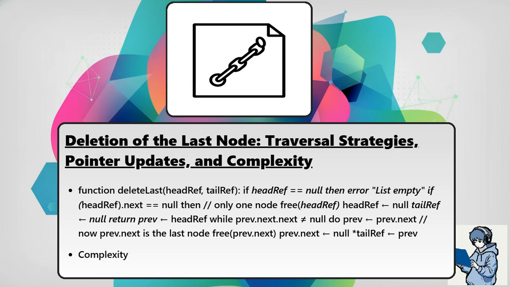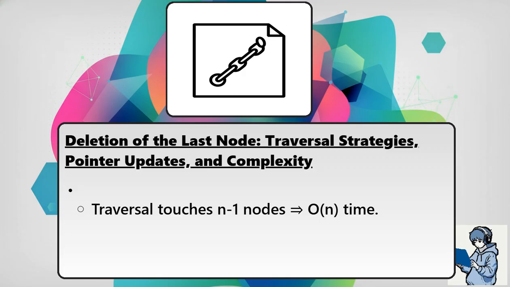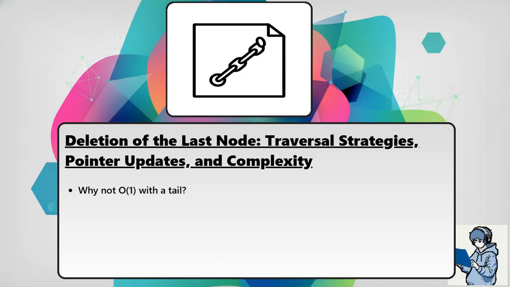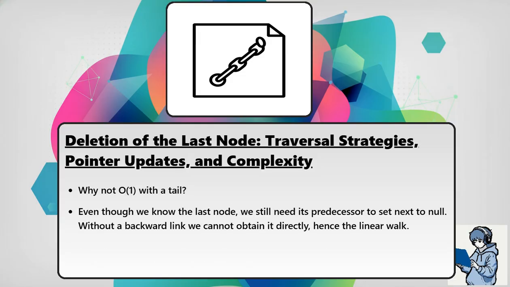Complexity: traversal touches n-1 nodes, O(n) time. Constant extra storage, O(1) space. Why not O(1) with the tail? Even though we know the last node, we still need its predecessor to set next to null. Without a backward link, we cannot obtain it directly, hence the linear walk.